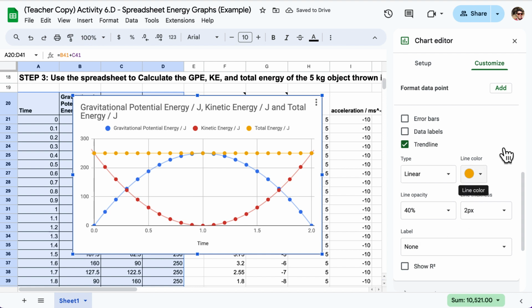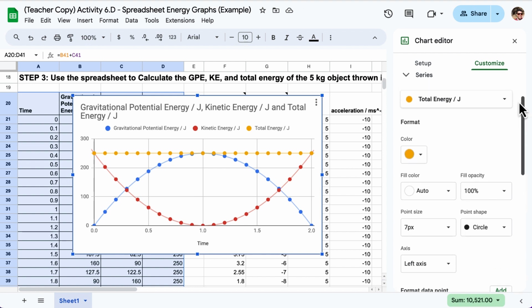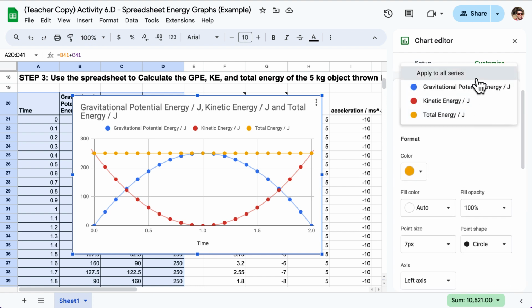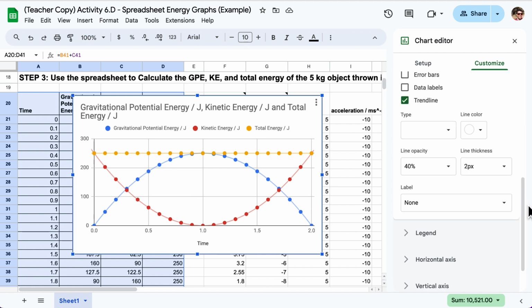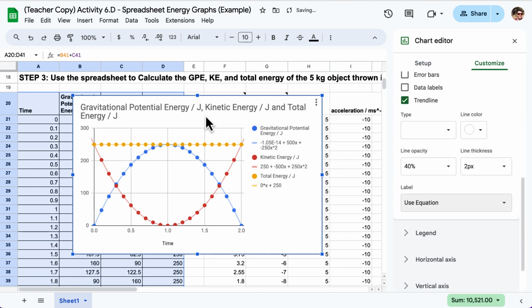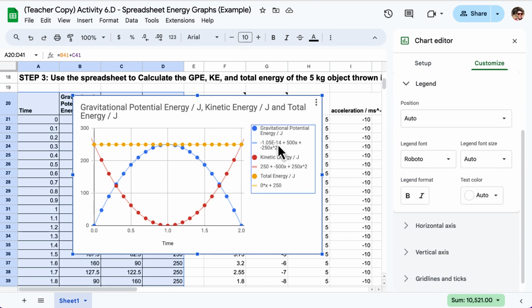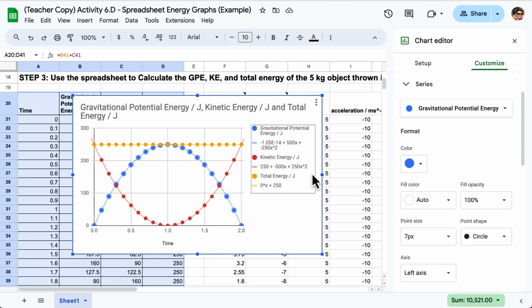Awesome. Now for all of those, we want to go ahead and show equations, so I'll say apply to all series. I will say label, use equation, and we get all of our equations. And we can see that this very tiny number, that's what that e to the negative 14 means. We basically got 0 equals 500x plus negative 250 times x squared. And that is for our gravitational potential energy.